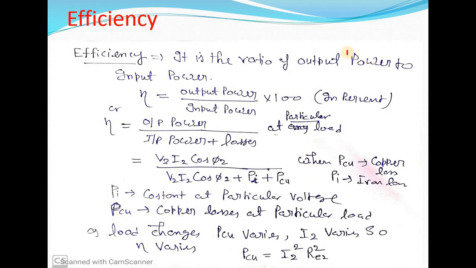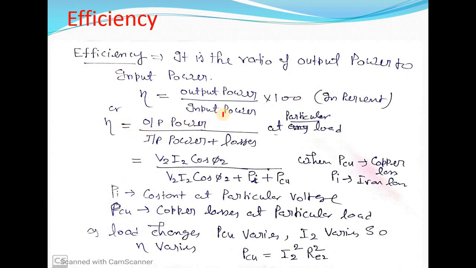Now come to the efficiency. What is the efficiency? The general definition of efficiency is the ratio of output power to the input power. We generally say that it is the ratio of output upon input. No, it is not a complete definition. The efficiency is the output power upon input power, expressed in percentage, so it has to be multiplied by 100.